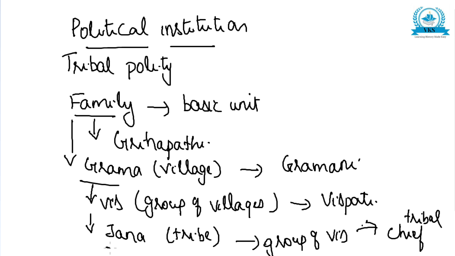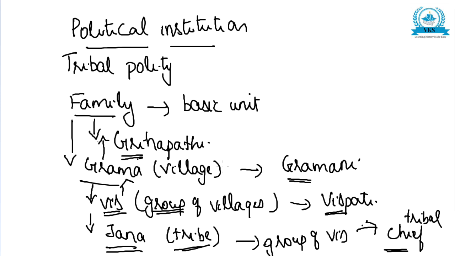So there was a Jana or tribe, and it was headed by the tribal chief. Then the Jana or tribe was divided into different groups of villages called Vis, headed by Vispati. Then this Vis was divided into individual gramas or villages headed by Gramani. Then in Grama there were smaller units called family. That was the basic unit. Head of the family was Grihapati. So this was the political division during that time.